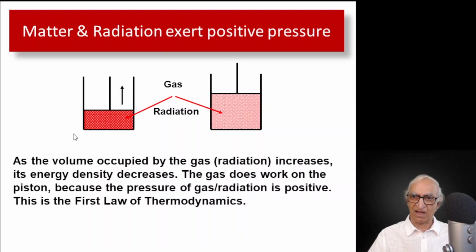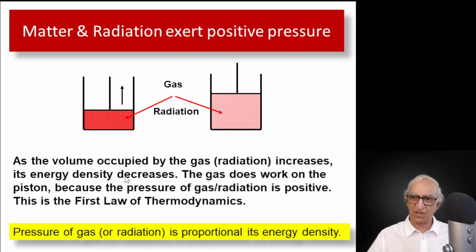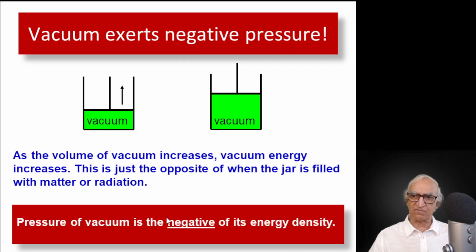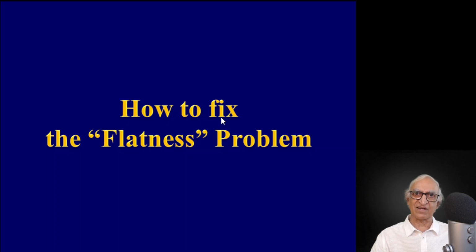Now, I made the argument using this thought experiment that if I have matter or radiation in this cylinder, then as the cylinder expands, as the piston goes up, the energy density of matter and radiation will decrease according to the first law of thermodynamics because work is being done by the gas on the piston. That's because the pressure of the gas is proportional to the energy density. But in the case of vacuum, the pressure of vacuum is negative of its energy density, so it doesn't cost me any energy for this configuration to go to that configuration. There's more vacuum, therefore there's more vacuum energy. All right? So I can fix the horizon problem.